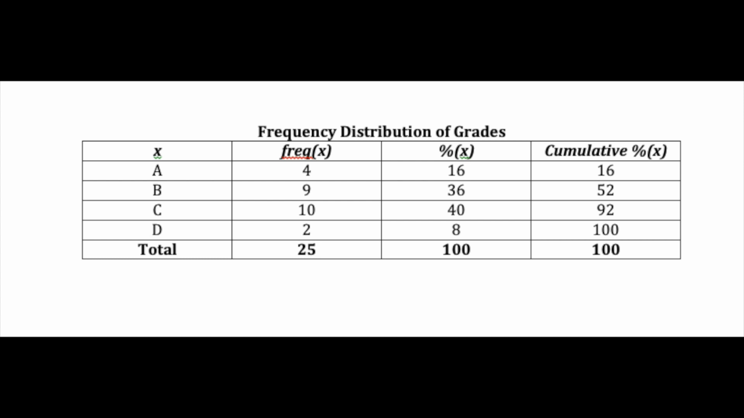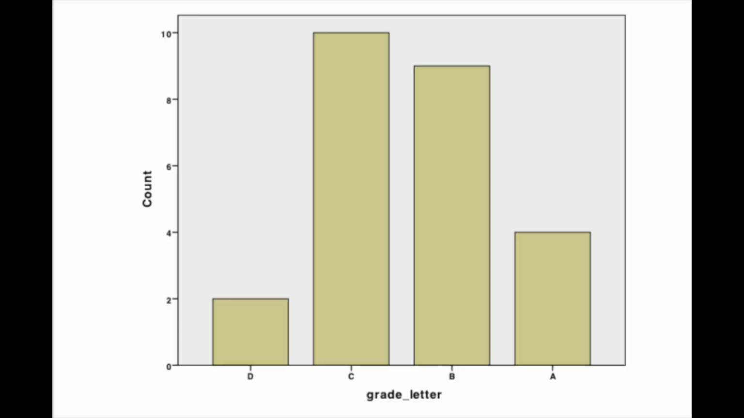We can compare this to a unimodal distribution like grades. Here we can see from our frequency distribution table, there's only one mode, C, which has 10 observations. That's higher than B's at 9, A's at 4, and D's at 2. This is clearly observable in the bar chart where C's clearly have the highest peak.